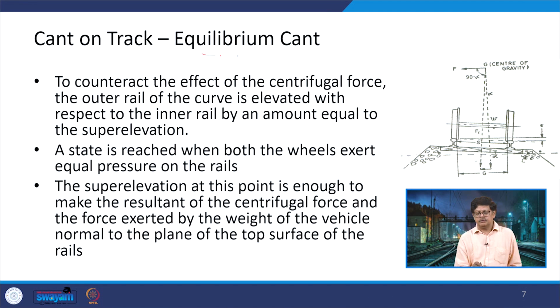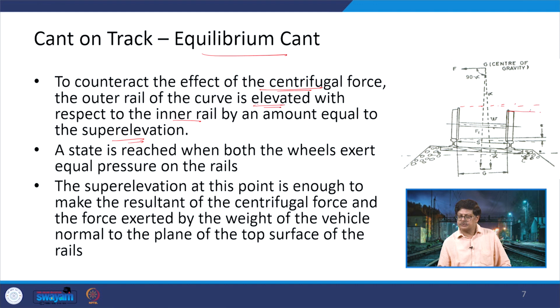So, let us talk about equilibrium Cant now. Now, to counteract the effect of the centrifugal force, the outer rail of the curve is elevated with respect to the inner rail by an amount equal to superelevation, which we have discussed. So, here what we can see is there is a change in the level here as well as here. This is the amount of superelevation by which it is being raised. The same can be discussed with respect to the level here. Okay, so this is the value of E.